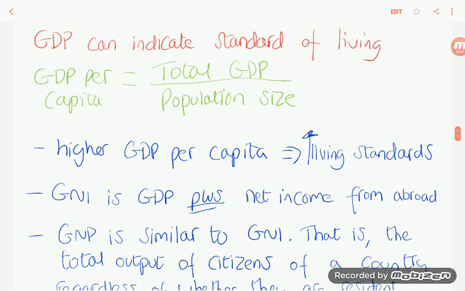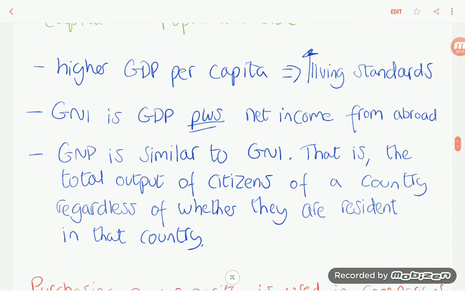GDP per capita can indicate the standard of living in a country. GDP can be used to give an indication of a country's standard of living. This is done by dividing the national output by the country's population to get the national output per person, that is GDP per capita. The formula, total GDP divided by population size, is on the screen. In theory, the higher the GDP per capita, the higher the standard of living in the country.